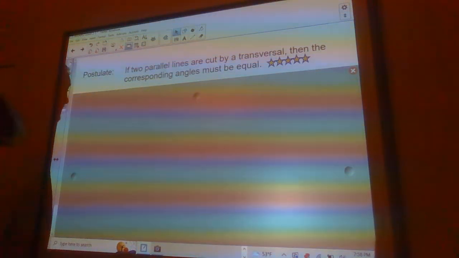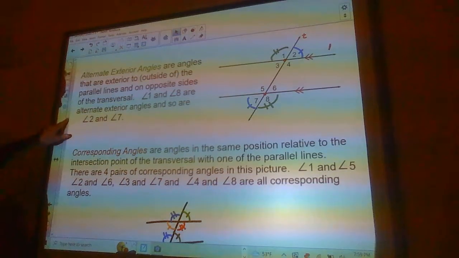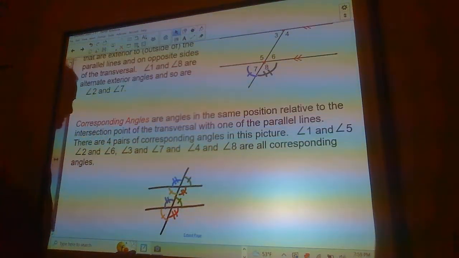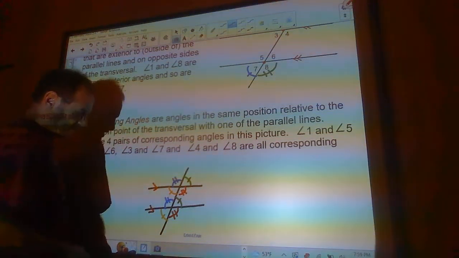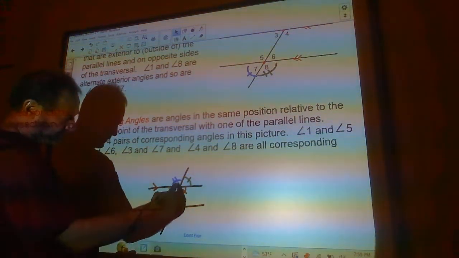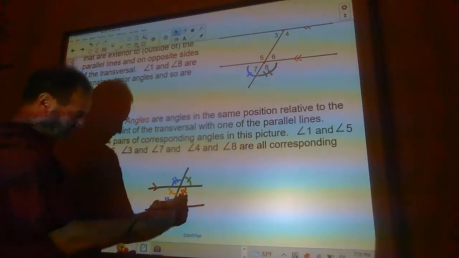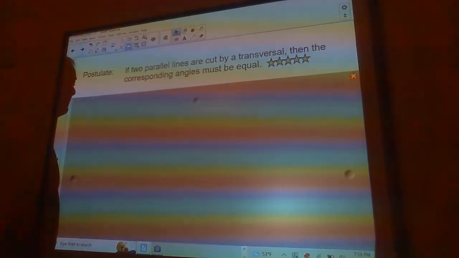So what this is saying is that in this situation here, if these 2 lines are parallel, which they are now, all the corresponding angles are equal. So the 2 red angles are equal, the 2 blue angles are equal, the 2 orange angles are equal, and the 2 green angles are equal. Okay, that's our postulate.